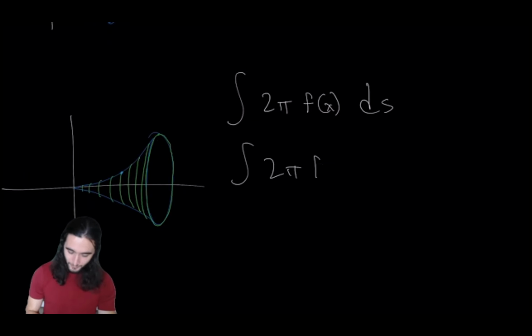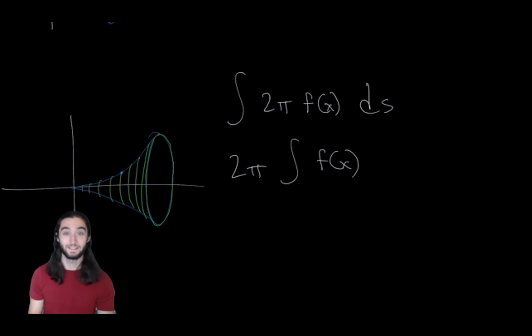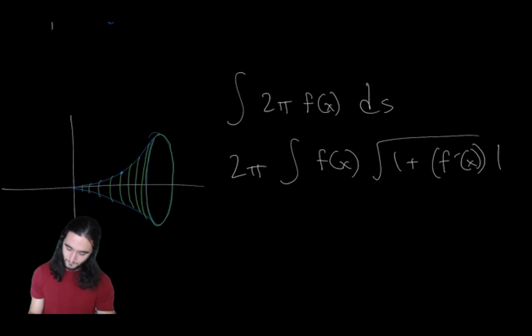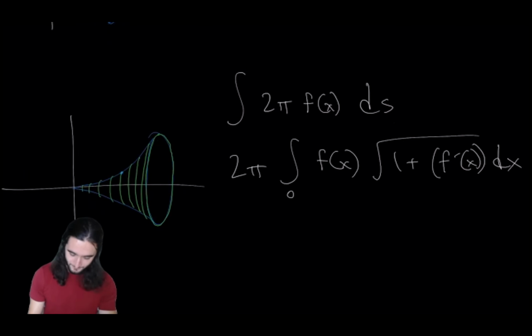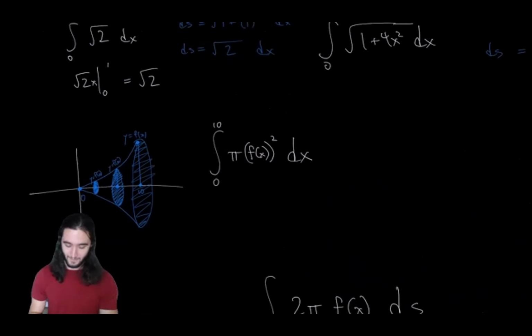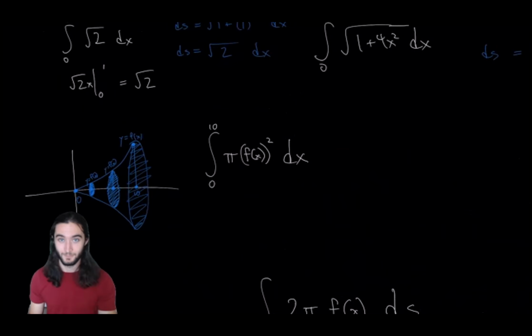Which means you have to replace that ds. One thing you can do is pull out the 2 pi, so sometimes people like to write the formula this way. You have to replace that ds with this square root thing from before. Once you do that, that's the formula, again from 0 to 10 or wherever. So this formula is going to give you the total amount of area on the outside of the shape. And this one's going to give you the total volume on the inside of the shape.